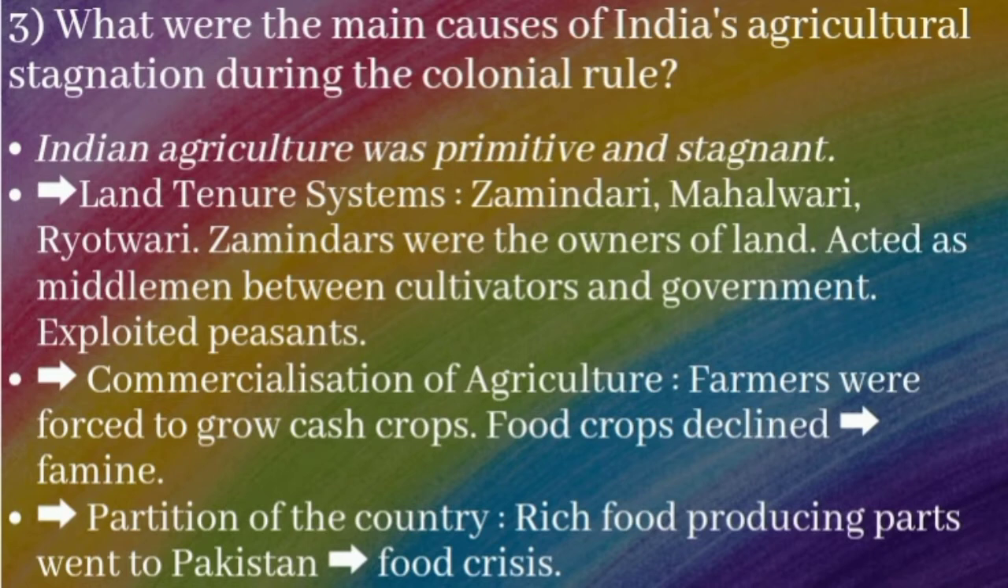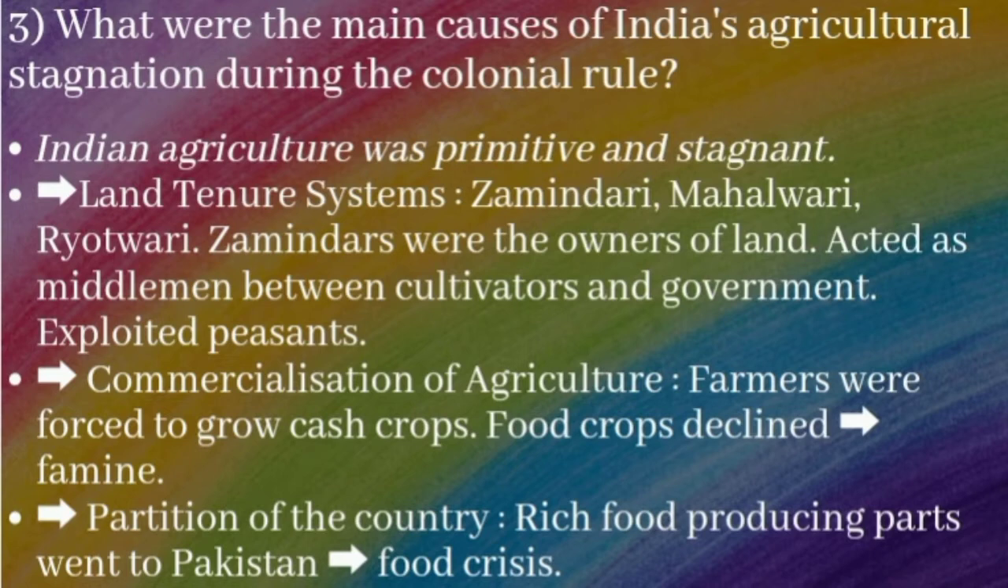So what was the main cause of the agricultural stagnation in India during the colonial rule? During the colonial rule, the agriculture was primitive and stagnant. That means it was limited, and due to some policies, we were not able to expand it. So the first one is the land tenure system or the land settlement system, such as zamindari, mahalwadi, rayatwadi, introduced by the Britishers to gain power in India.